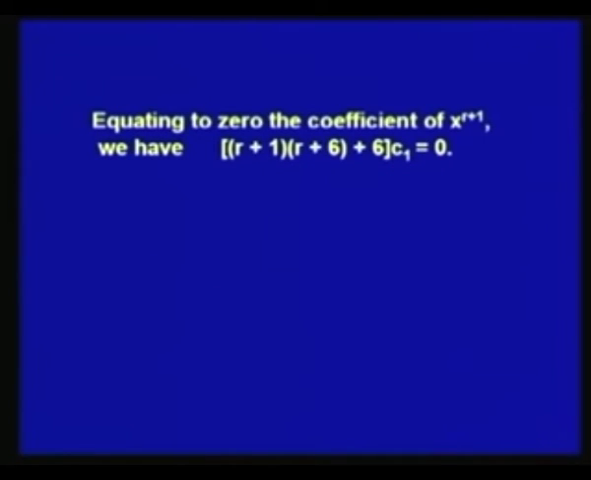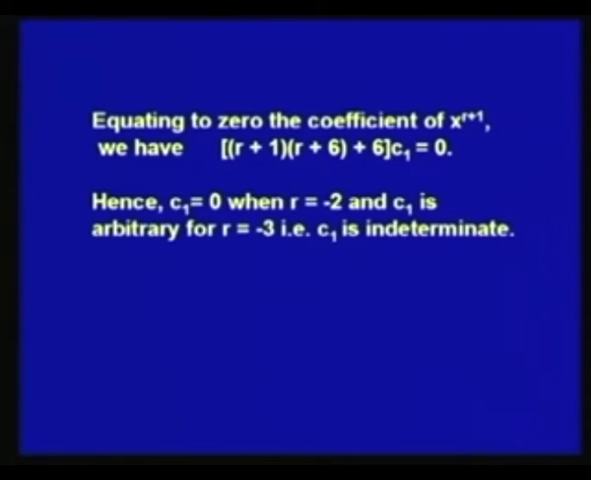Now let us equate to 0 the coefficient of the next higher power of x, that is, we put the coefficient of x to the power r plus 1 to 0. We have (r plus 1)(r plus 6) plus 6 into C1 equal to 0. So when we put r equal to minus 2 in this equation, we note that C1 turns out to be 0.